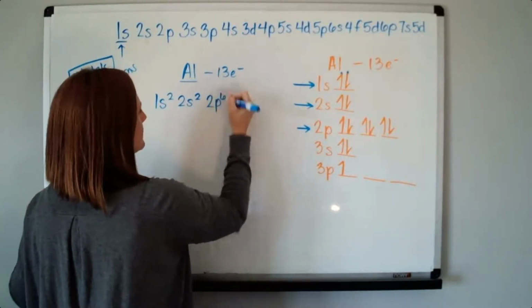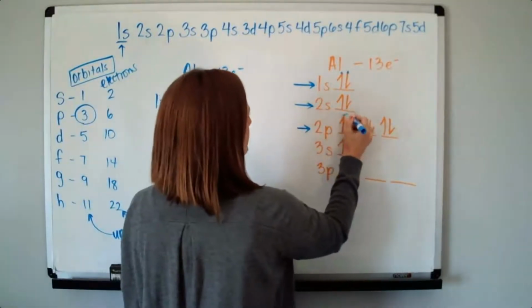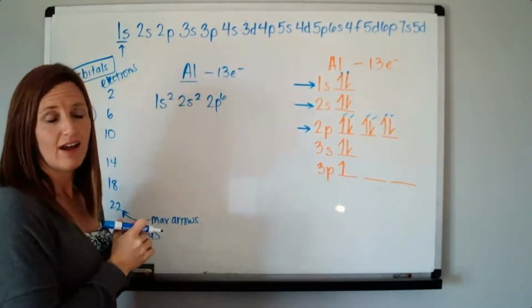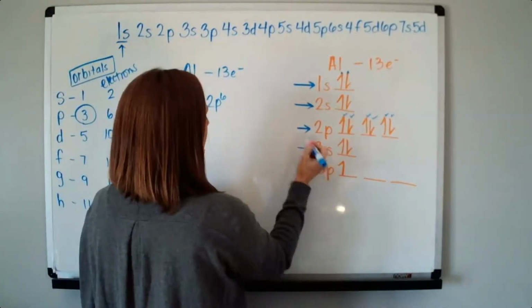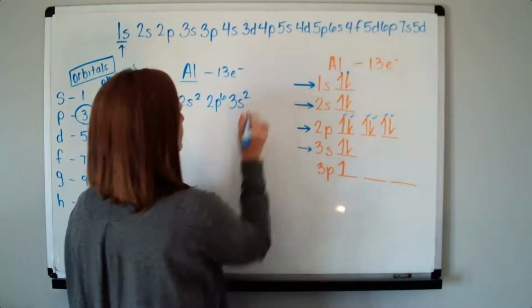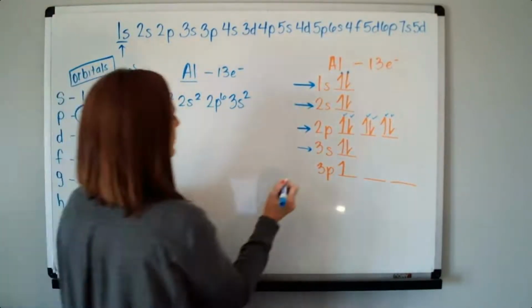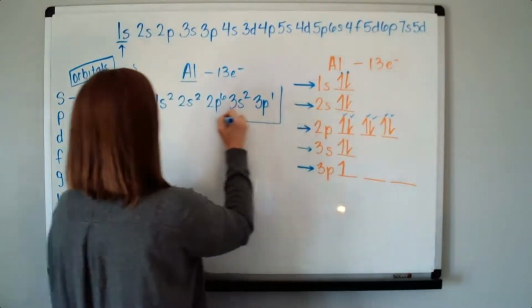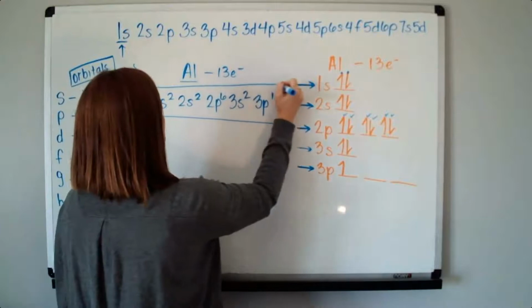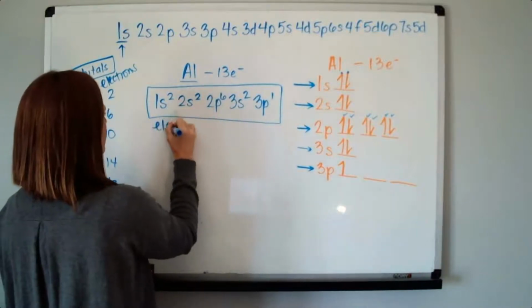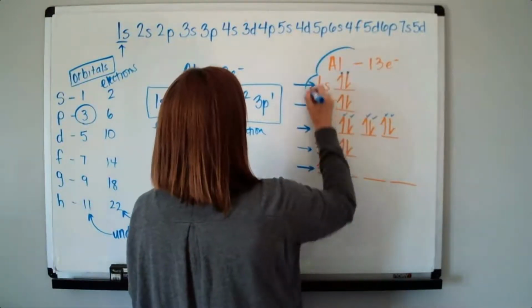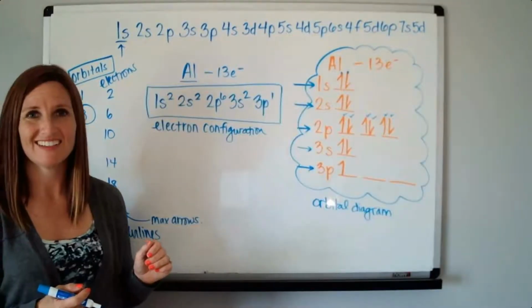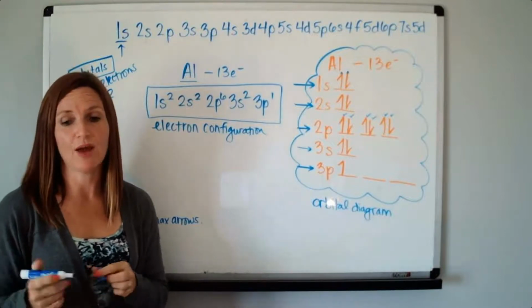2p6. 1, 2, 3, 4, 5, 6. I'm going to count all of them there. And then I'm going to do 3s2, and finally 3p1. And this is what we'll call the electron configuration, and this we'll refer to as the orbital diagram. Good? All right, so let's move on and we'll try some more.